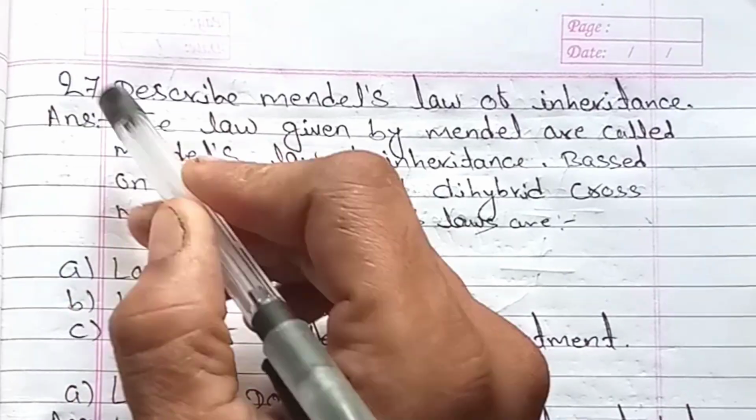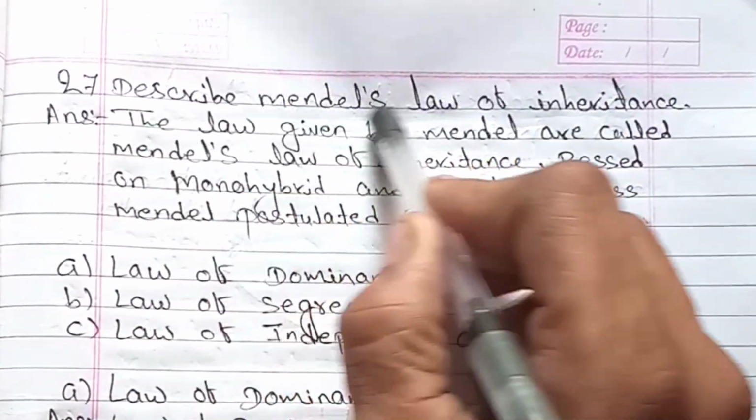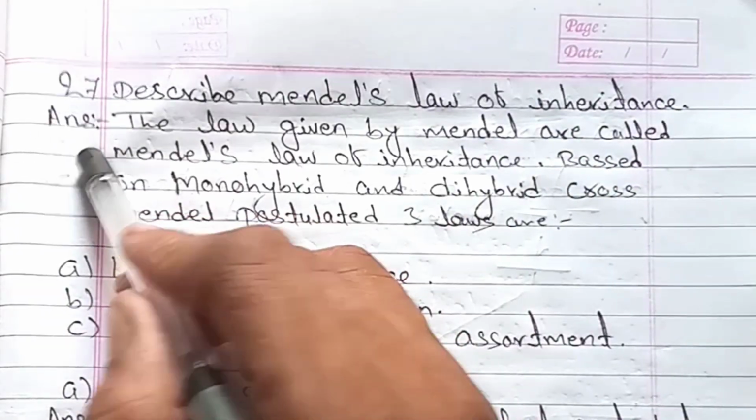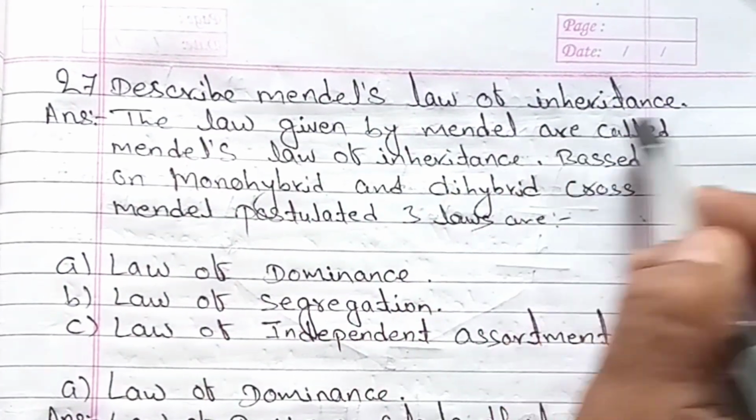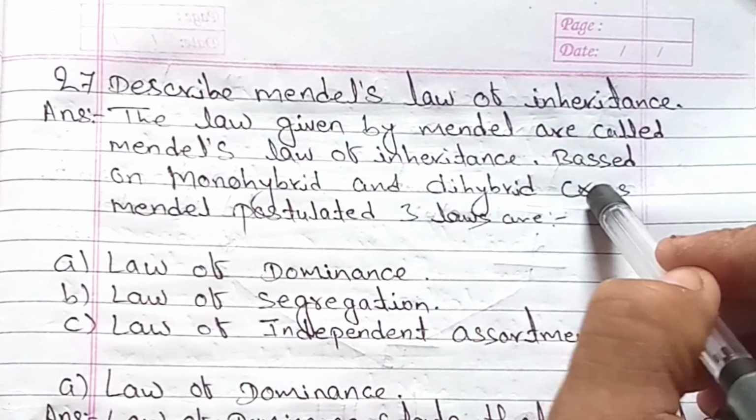Question number 27. Describe Mendel's law of inheritance. Answer: the laws given by Mendel are called Mendel's laws of inheritance, based on monohybrid and dihybrid crosses.